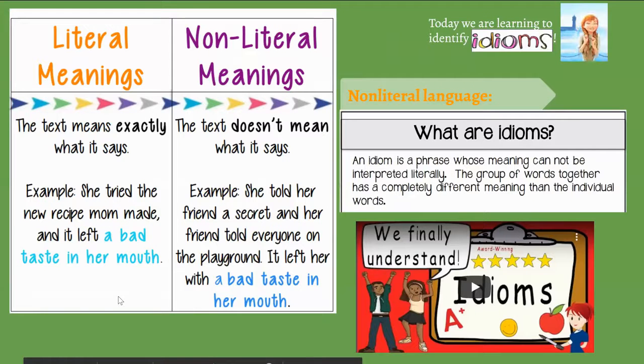During Week 1 of Unit 4, we talked about the difference between literal meanings and non-literal meanings. I want to remind you that literal meanings are when the text means exactly what it says, and non-literal meanings are when the text does not mean what it says. If you remember, hyperboles were an example of non-literal meanings.